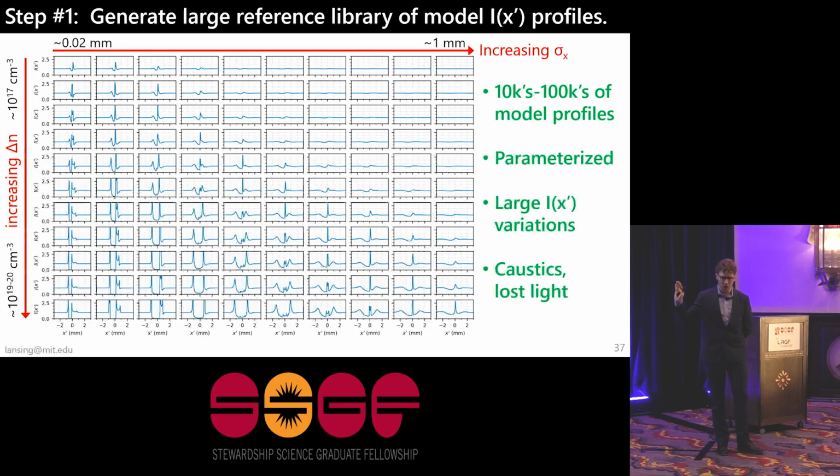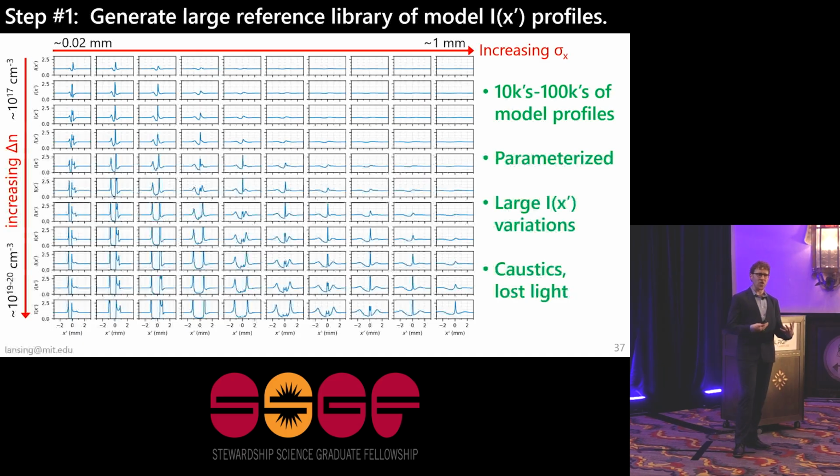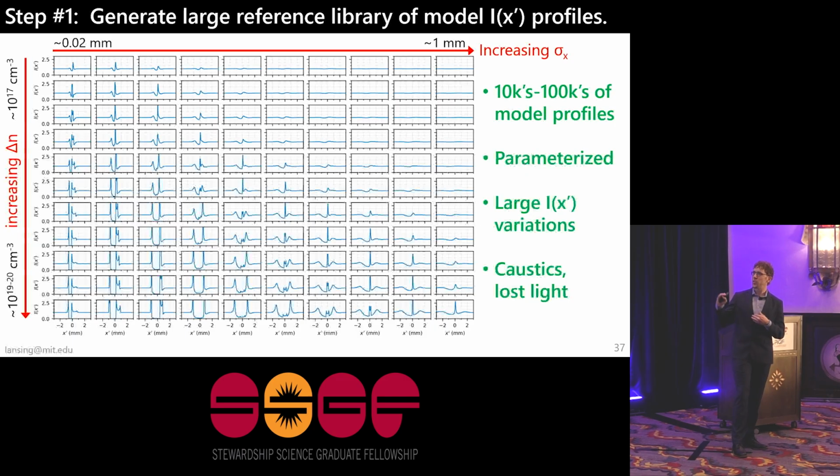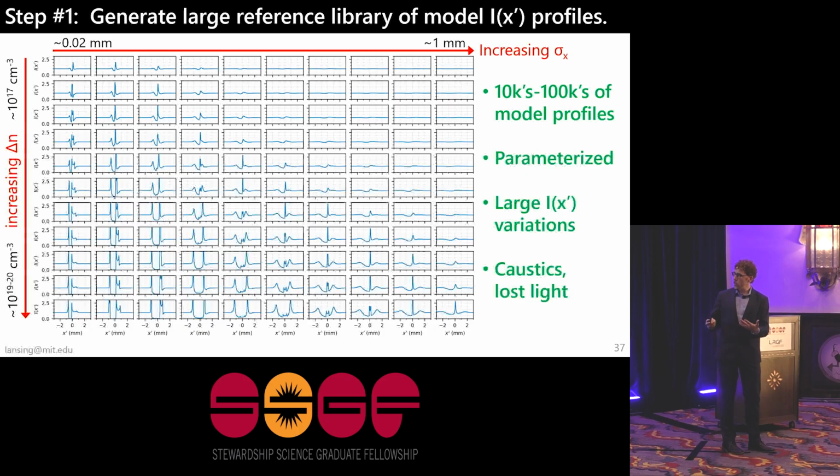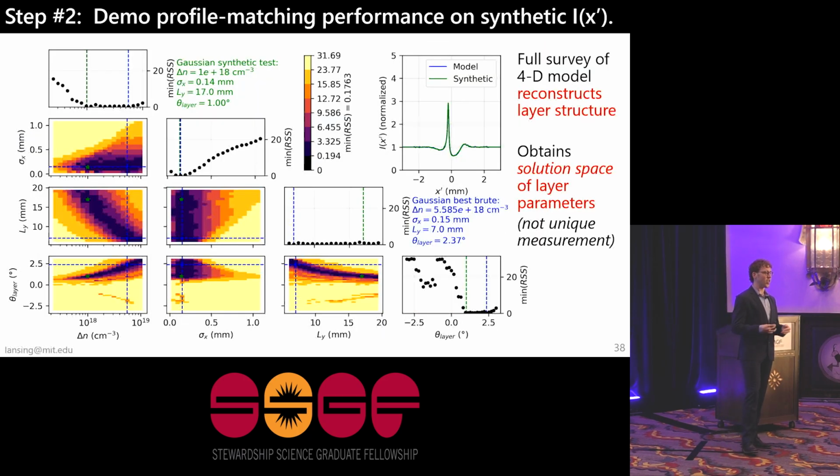So using this model as the foundation, I want to generate a large parameter space in this 4-dimensional plane that I've created. I want to generate tens or maybe even hundreds of thousands of reference intensity profiles, where on this slide, if I move from left to right, I vary the width of the layer. And if I move from the top down, I vary the density jump of the layer. And you can see at each coordinate in this 4D space, I have an intensity profile. And so I could use this in order to try to reconstruct the density structure by basically profile matching.